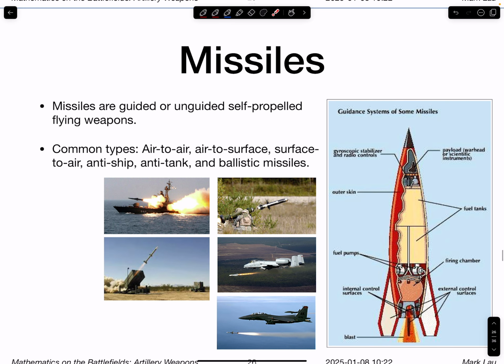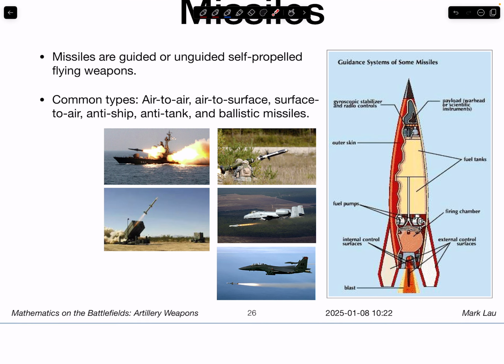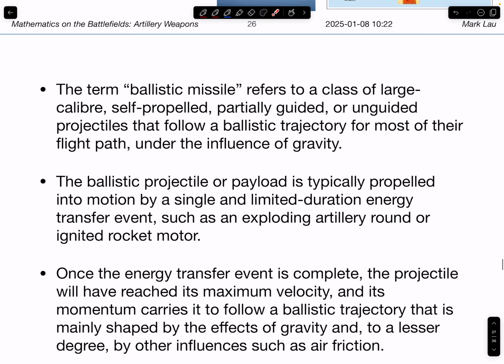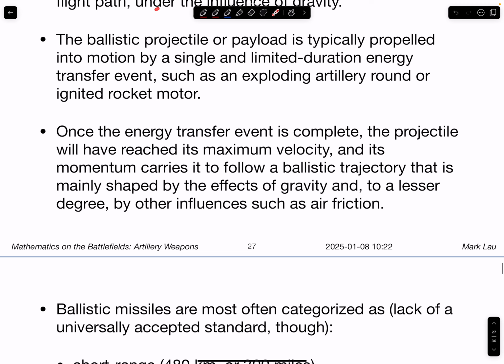Missiles. Okay, so missiles are guided or unguided self-propelled weapons. The term ballistic missile refers to a class of large caliber, self-propelled, partially guided or unguided projectiles that follow a ballistic trajectory for most of their flight path under the influence of gravity. A ballistic projectile or payload is typically propelled into motion by a single and limited duration energy transfer event, such as an exploding artillery round or ignited rocket motor.